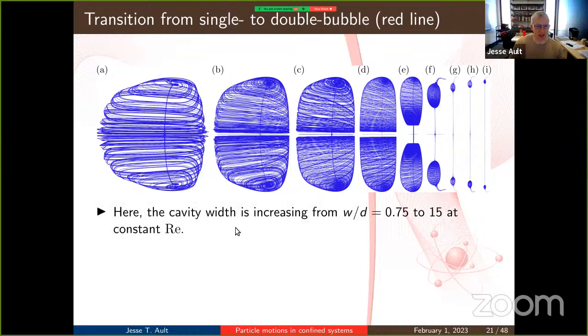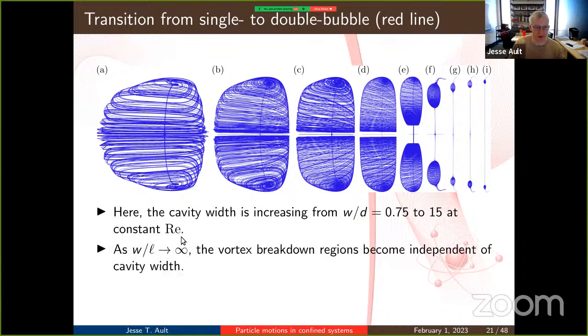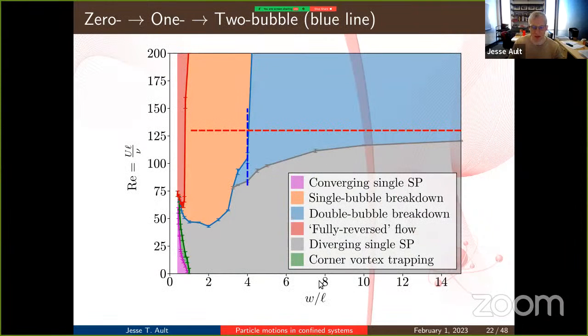So in this case, the cavity width is increasing from 0.75 to 15, and we're holding Reynolds number constant. And then obviously, as the width goes to infinity, the vortex breakdown near the side walls becomes independent of cavity width. And that's something you can see as you increase the cavity width: this outer transition levels off and the critical Reynolds number becomes independent of the width, which is what you'd expect.